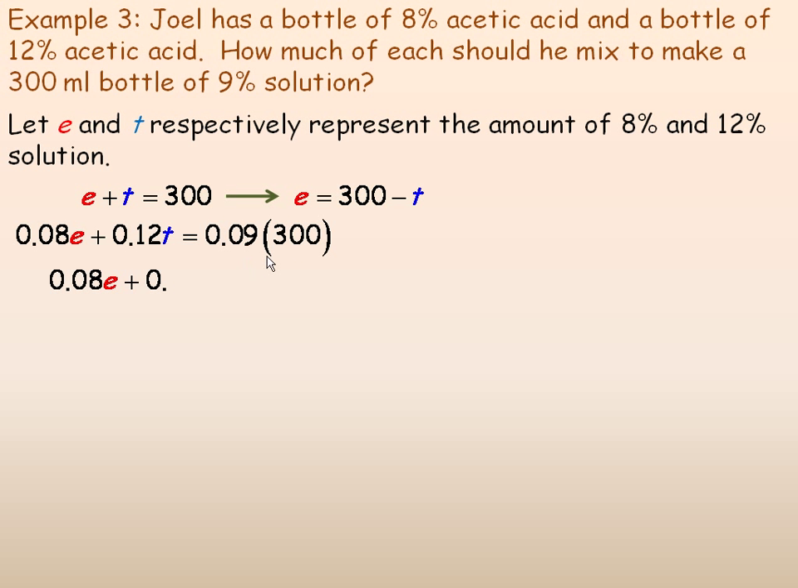And so let's simplify this. 0.09 times 300 is 27. So that's all I've done from this line to this line. That is 27 milliliters. So that's the exact amount of acetic acid in the 300 milliliter solution.